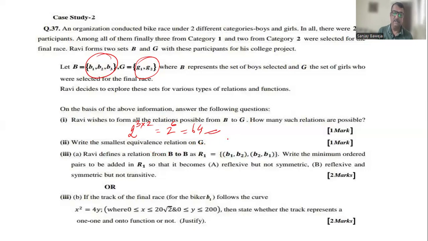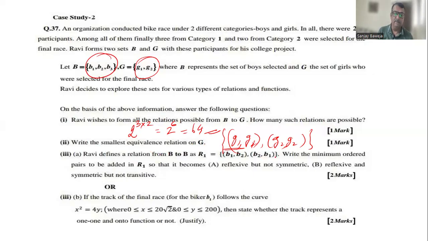The smallest equivalence relation on G will include (G1, G1) and (G2, G2), because reflexivity must be there, along with symmetry and transitivity. This is the smallest equivalence relation on G.